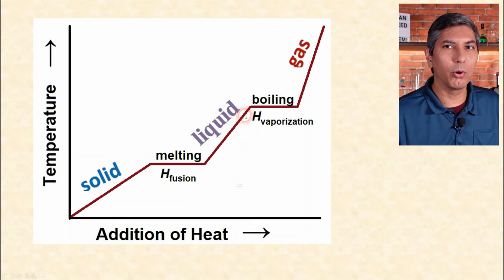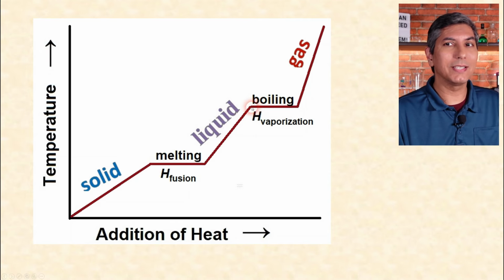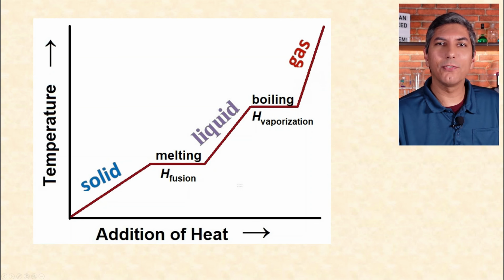Once it gets to the boiling point, the temperature stops rising and the additional heat added increases the potential energy as it boils. Once the entire sample is converted to a gas, adding more heat causes the temperature to rise. This is called a heating curve, and it's a very common graphical expression of how heat and temperature are related to each other for a substance.